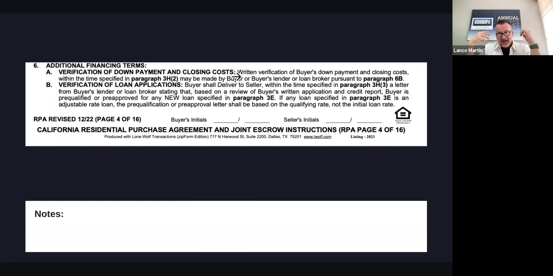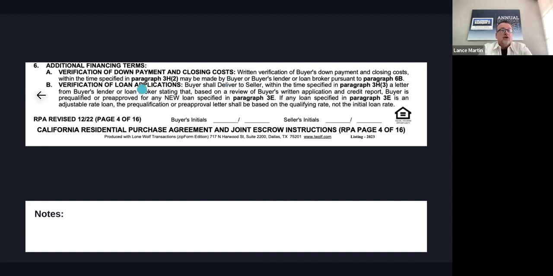Okay, rolling into the bottom of page 4, additional financing terms, verification of down payment and closing costs. This is just saying, hey, here's my proof of funds. My proof of funds includes everything I'm going to need, including the closing costs in order to make that happen. So for most of us, this is just going to be a bank statement from Wells Fargo or whatever it happens to be that says, hey, we've got this covered.